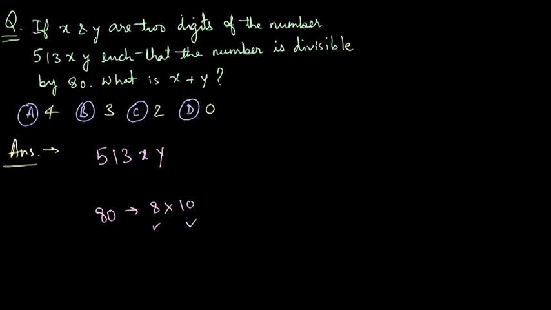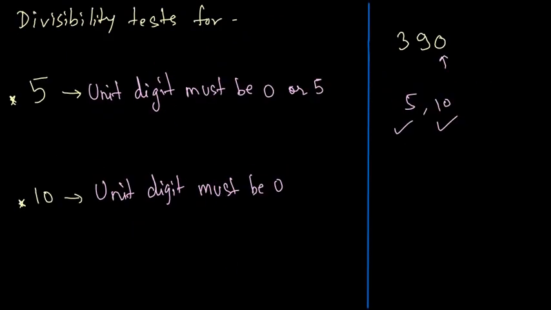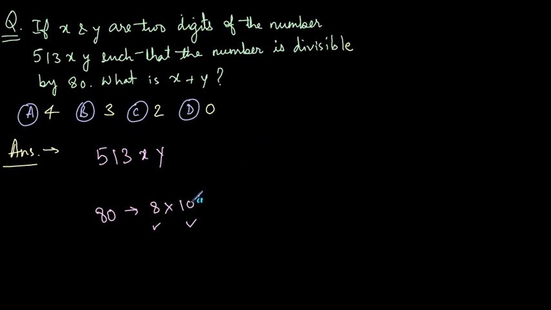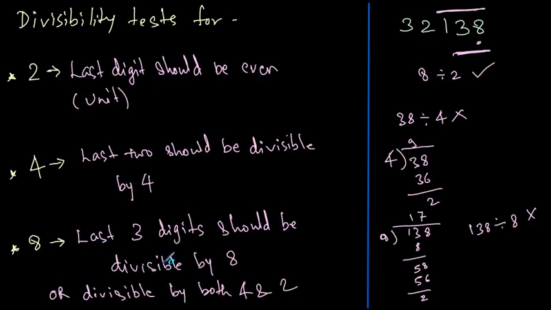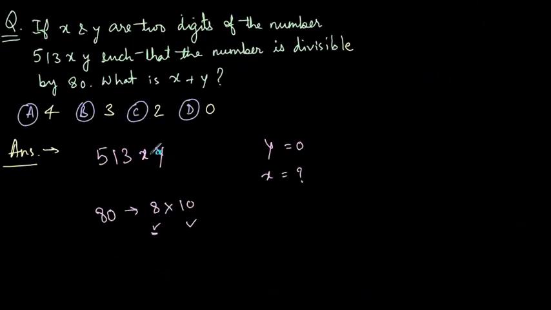So let's look at the divisibility test for 10. It is that the units digit must be 0. So from the condition, we can easily say that y should be equal to 0. Now what should be the value of x? So let's look at the divisibility condition for 8, which states that the last 3 digits should be divisible by 8. So the last 3 digits are 3, x and y, which is 0. So 3x0 should be divisible by 8, so we need to find out x.